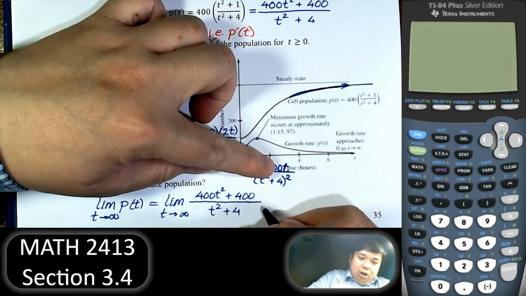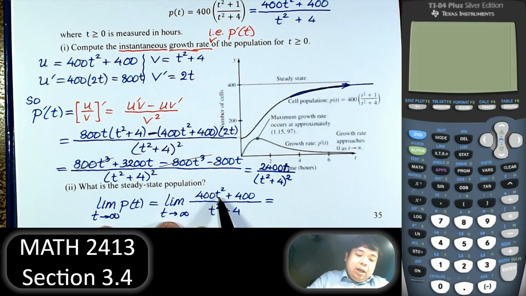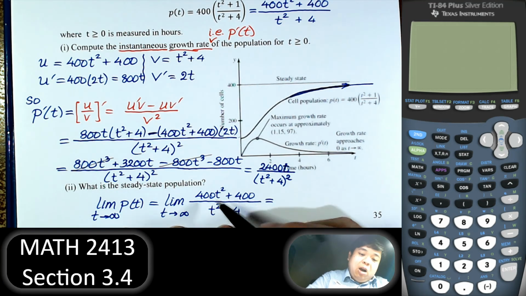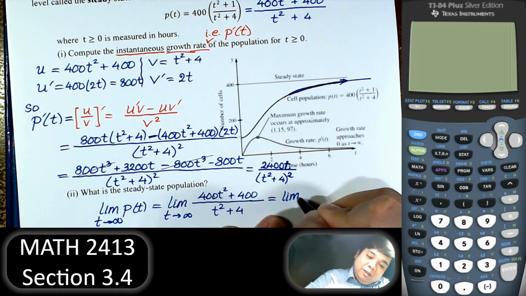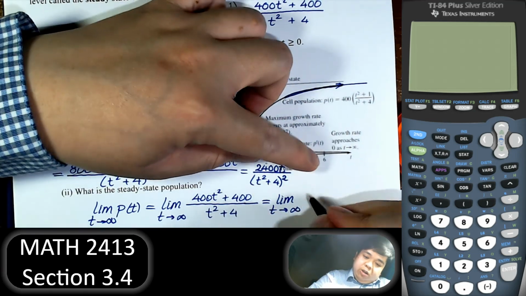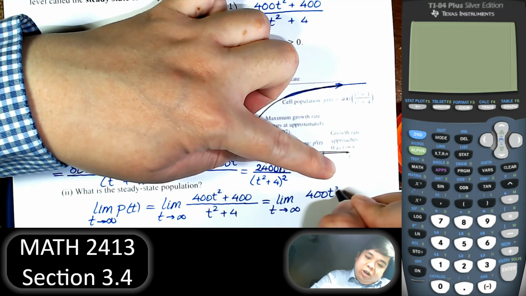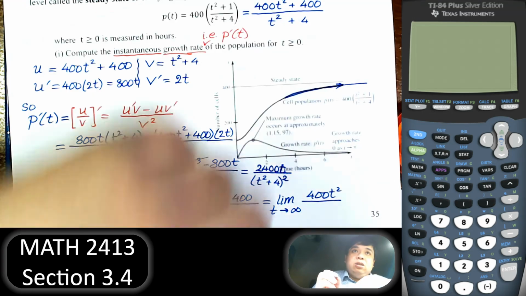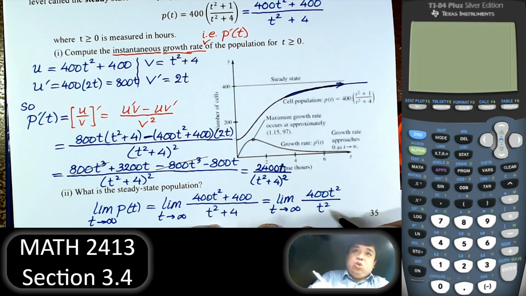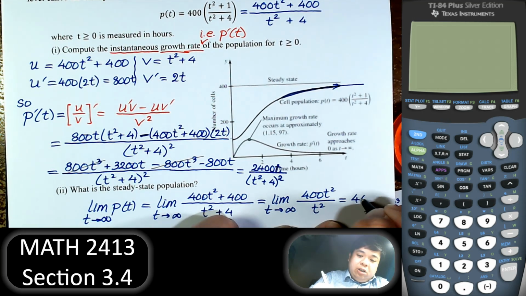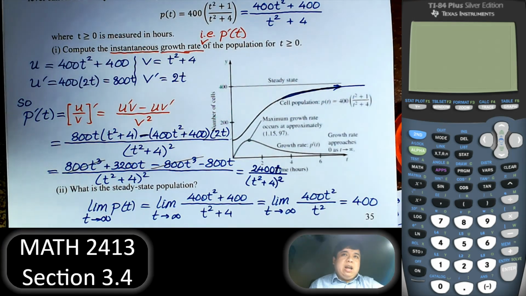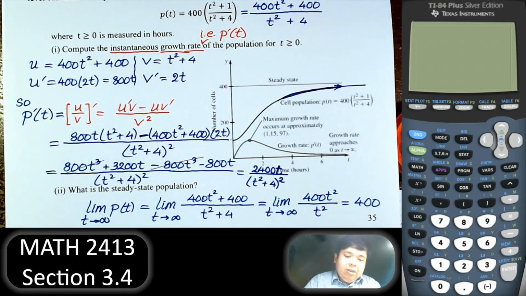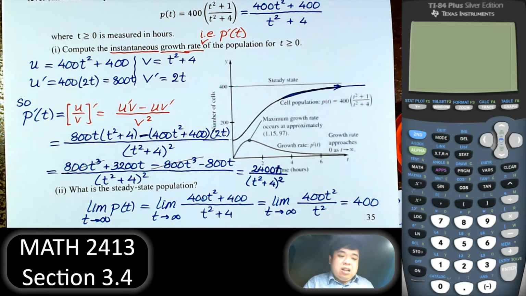Now we did this in chapter 2, right? Highest power at the top, highest power at the bottom, because when t goes to infinity, the highest power matters, not the other two, 400 and 4. So only the 400 t squared at the top, the higher power, and then t squared at the bottom. The t squared cancel out. This is just 400. So that makes perfect sense. The carrying capacity is 400. It cannot get past that. Even though it is increasing, it cannot get past that.